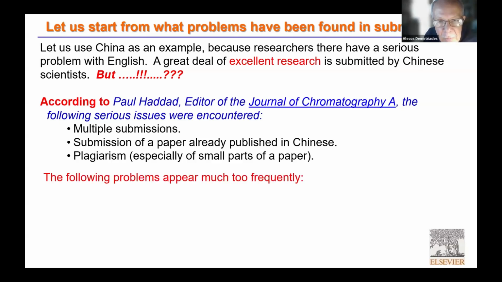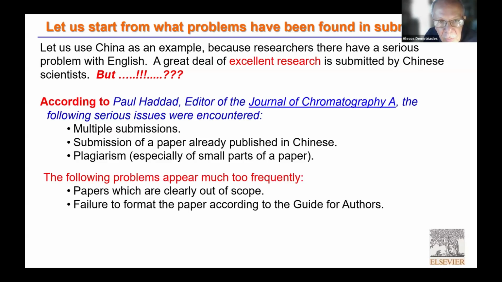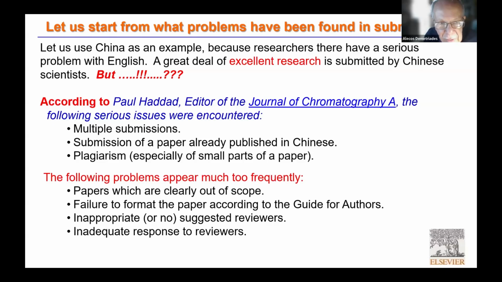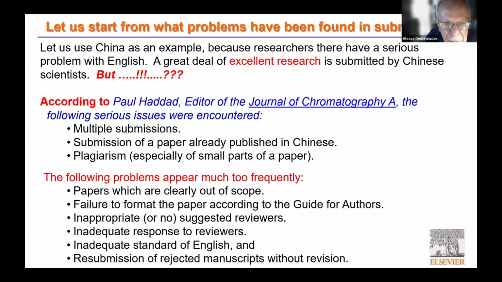The following problems appear much too frequently: papers which are clearly out of scope, failure to format the paper according to the guide for authors, inappropriate or no suggested reviewers, inadequate response to reviewers when the paper is reviewed, inadequate standard of English, and resubmission of rejected manuscripts without revision. This is the worst thing. They resend the paper without doing any revision.